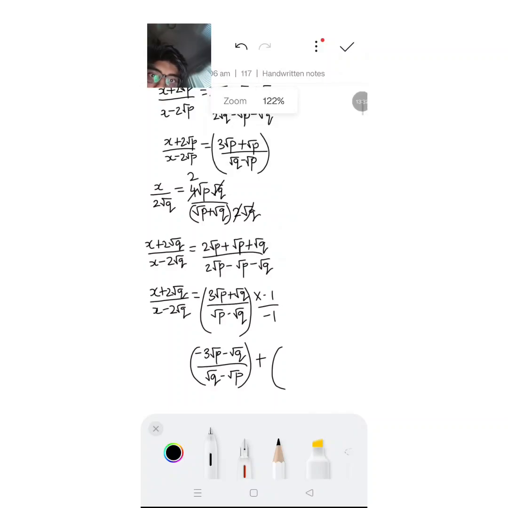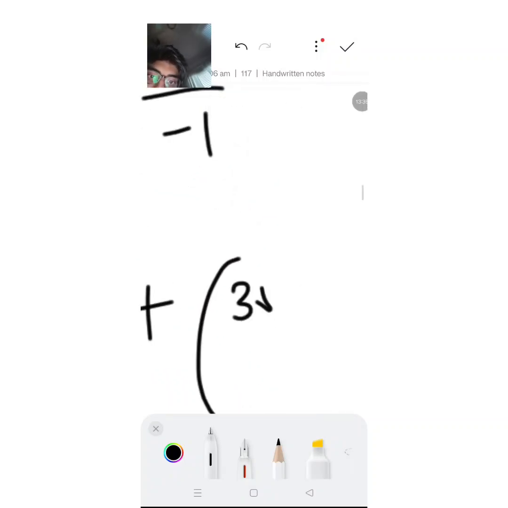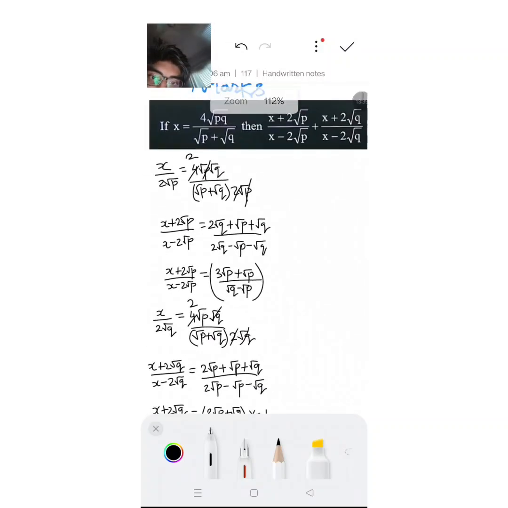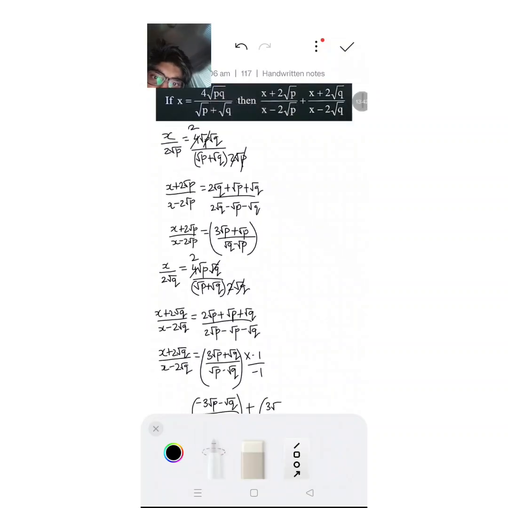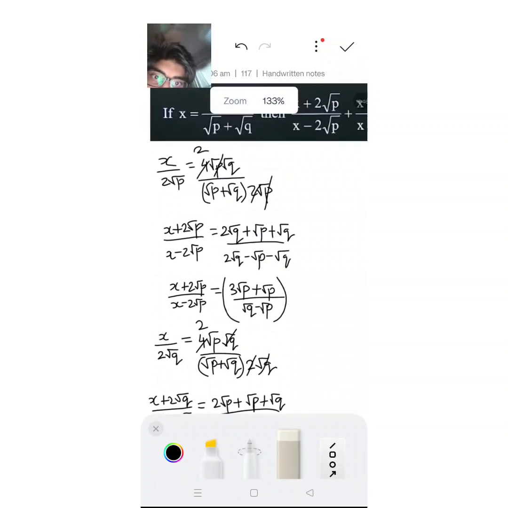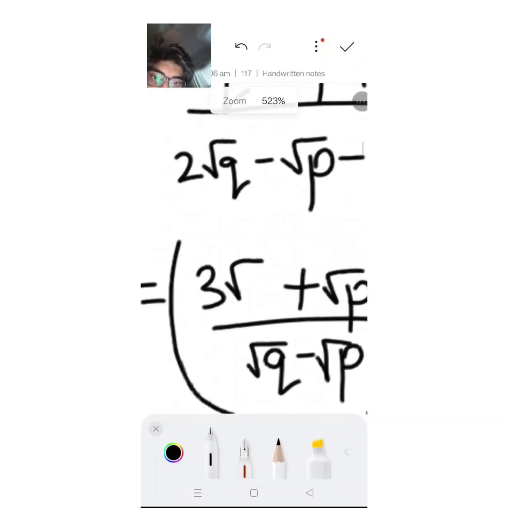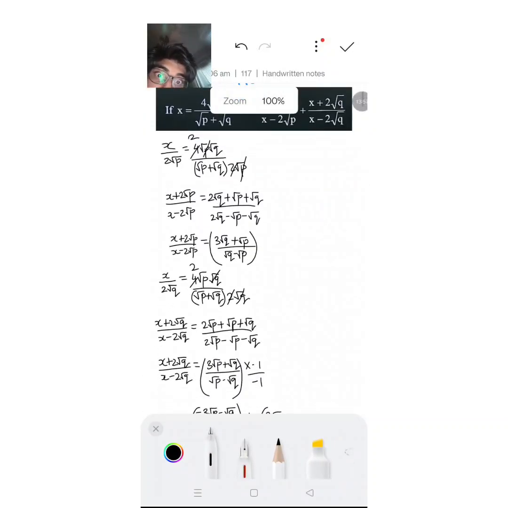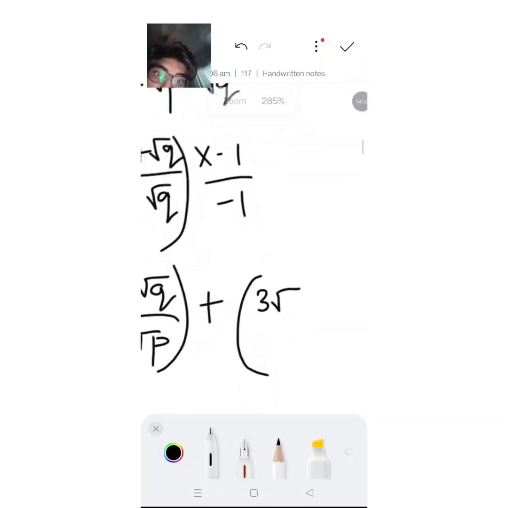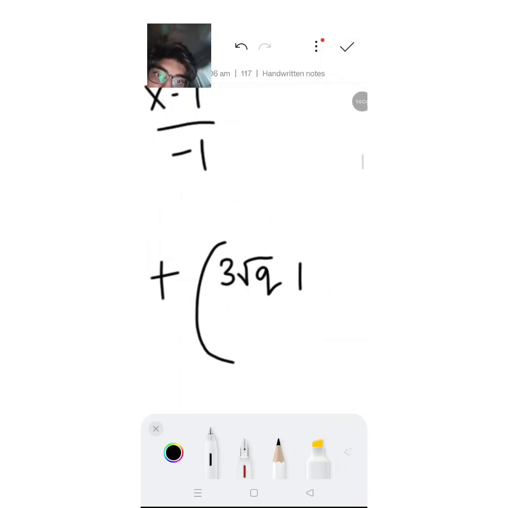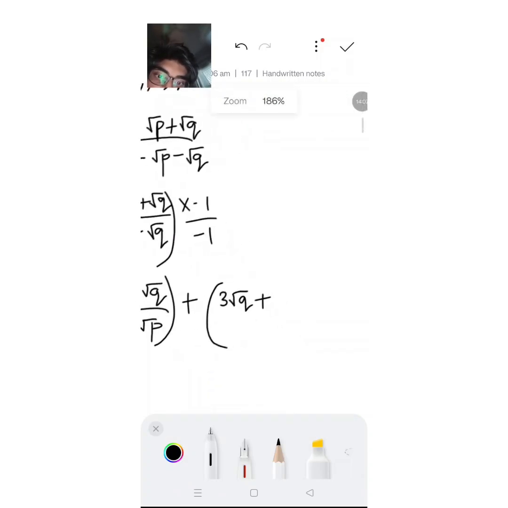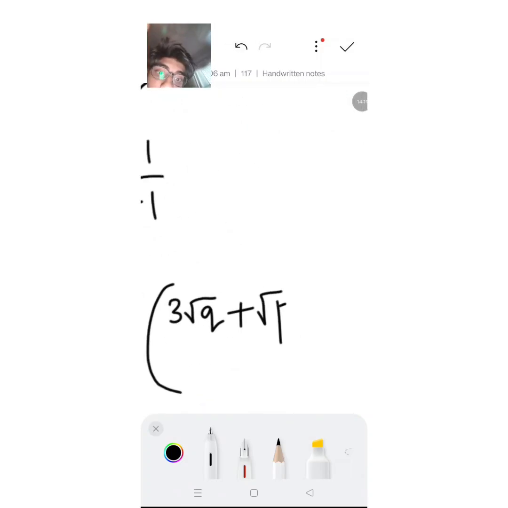Add this expression. So 3 root p plus, is it root p plus root q? What? I think I made a mistake here, if I'm not wrong. Yep, I definitely made a mistake. It should be 3 root q, okay? My apologies, you guys. This is why I hate using p and q as variables. Anyways, so this is 3 root q plus, what is that? Root p, right? My apologies, my sincere apologies.